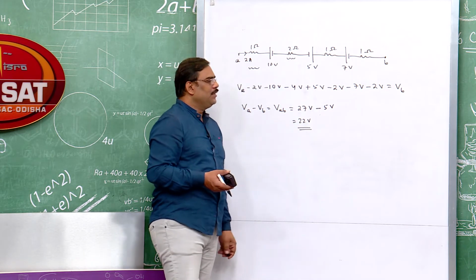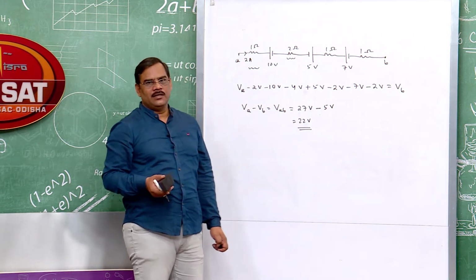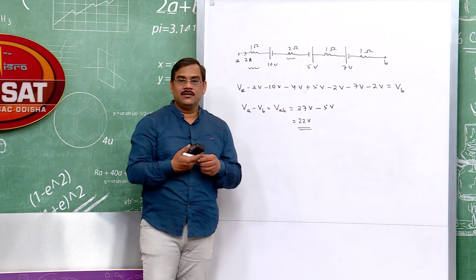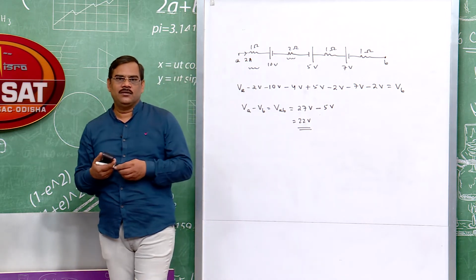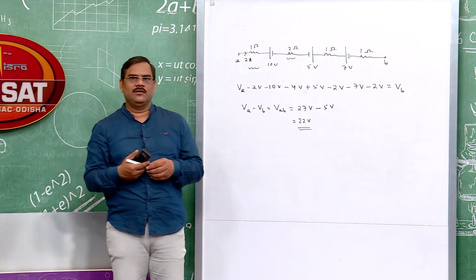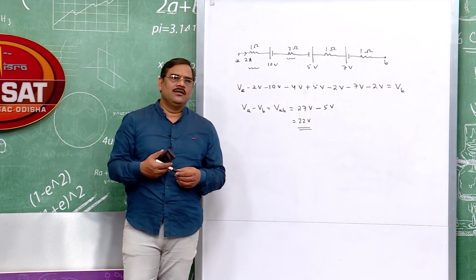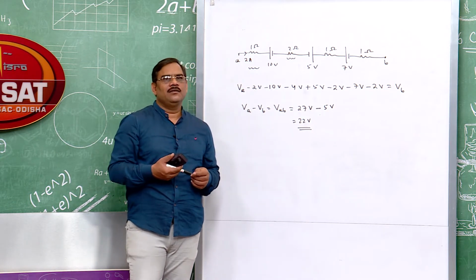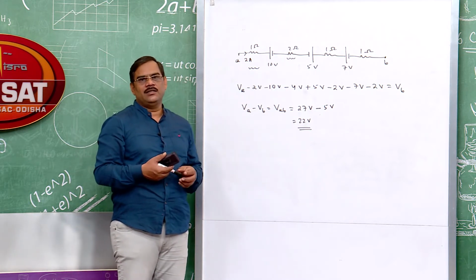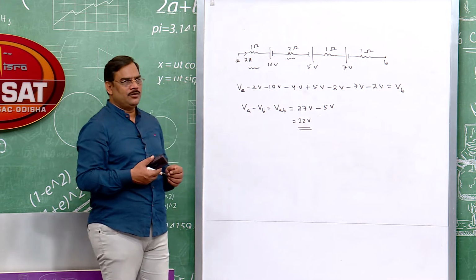Okay. So, in this way, by using Kirchhoff's law, we can find the potential difference across a network, the potential difference between 2 points in a network. Now, let us see how we can use Kirchhoff's law to find the balanced condition of a Wheatstone's bridge.